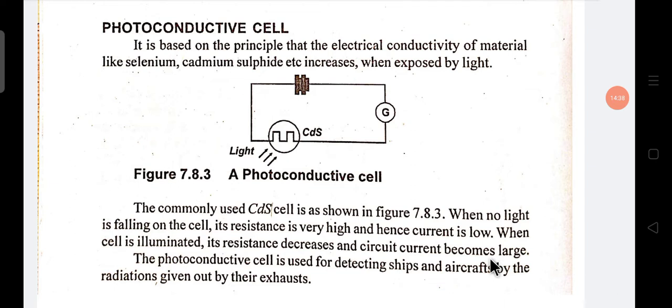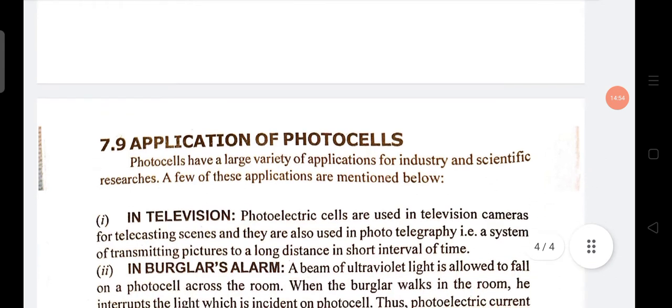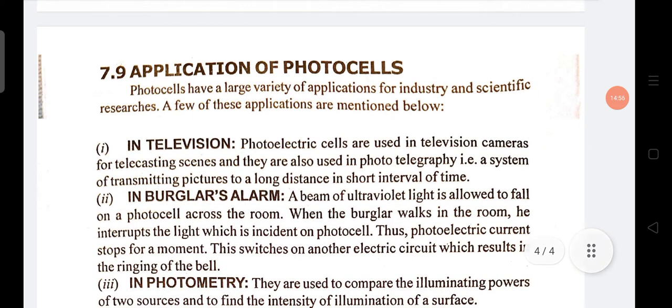Okay, so the photoconductive cell is used for detecting ships and aircraft by the radiation from their exhaust. So that's all for the three types of photocells.